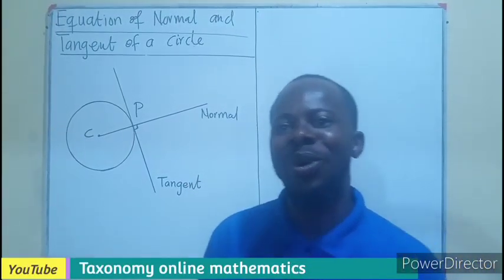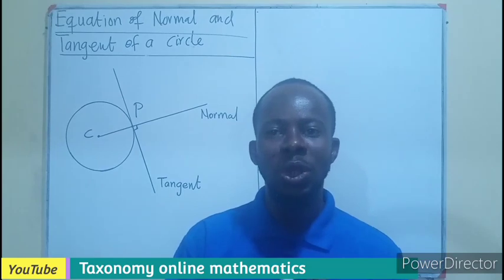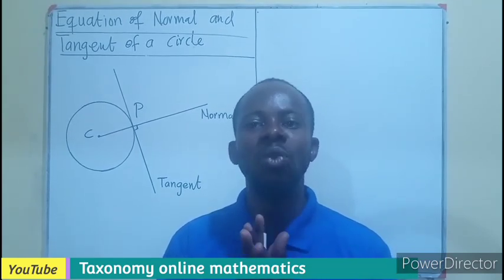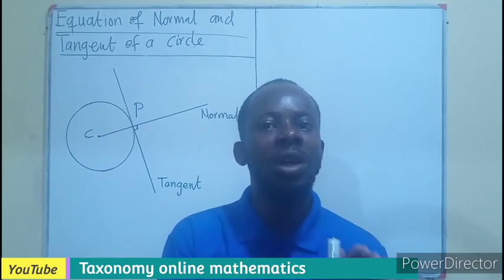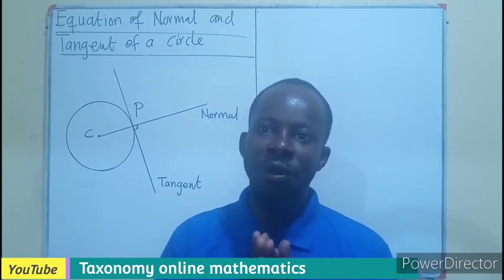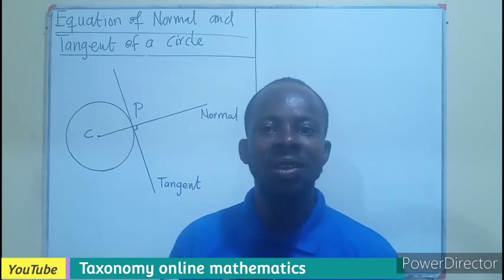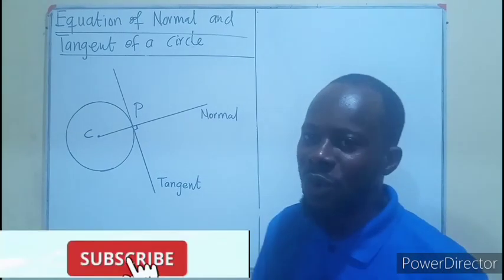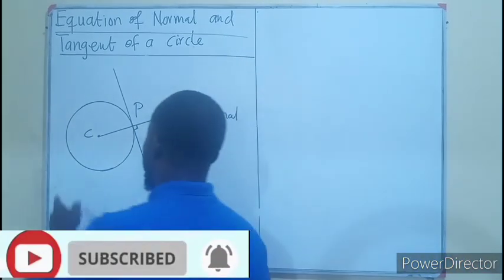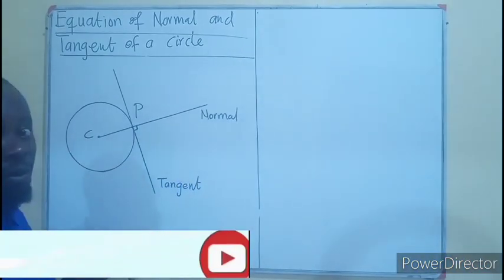Another episode on the topic Coordinate Geometry 2, the circle. So in this episode, we will be dealing with equations of a normal or a tangent to a circle. And before we can find the equation of a tangent or a normal, we need to know the equation of the circle. Let's bear in mind that the equation of a circle is in the form of what?